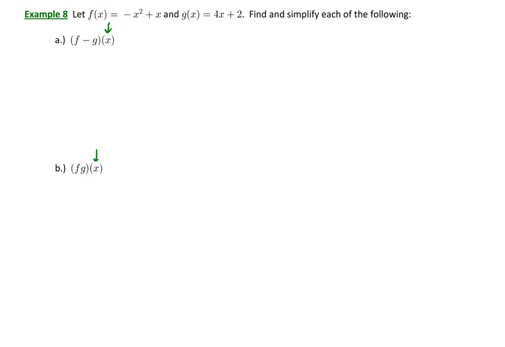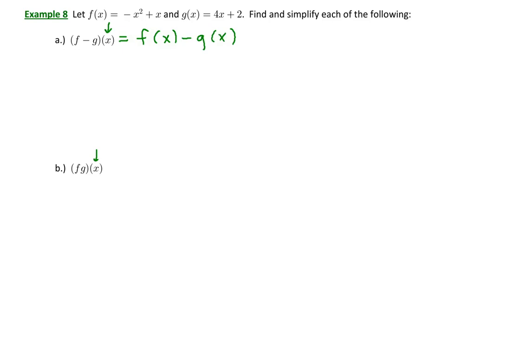So let's execute f minus g of x. I'm going to expand this into the 2 individual functions, f of x minus g of x. Now, we're going to replace f of x this time with its entire function rule.